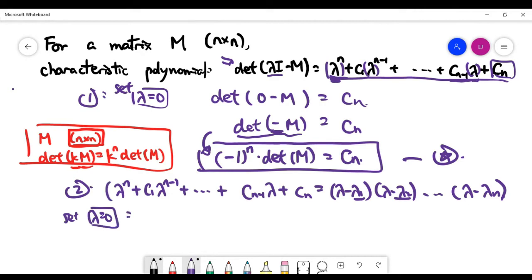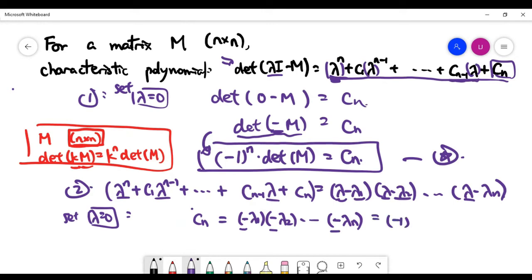Please look at the left-hand side. If you set lambda to be 0, you see all of these are 0, right? It means the left-hand side is left with the constant term Cn. And how about the right-hand side? If you set lambda to be 0, can you see what happens? The first term in the bracket is going to be minus lambda 1. The second term is going to be minus lambda 2, right? And until the end, the last term, which is minus lambda subscript n. And you see there are n copies of minus 1. So I can write it as minus 1 to the power n times the product of all eigenvalues together, right? Let's call this equation double star.